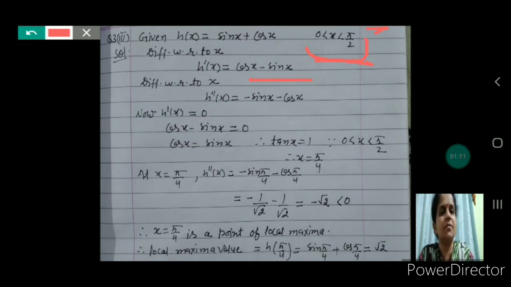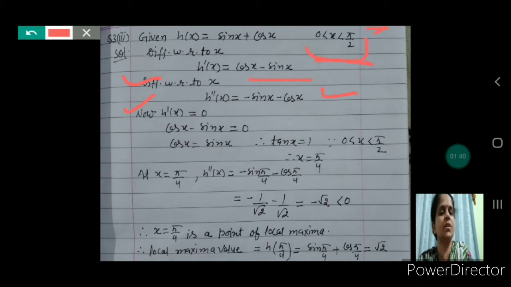Okay, and again find the derivative. It is h double dash x. It is minus sin x, and the derivative of sin x is cos x, so you will get minus sin x minus cos x. And now we have to find the values of x, so h dash x is equal to 0. It is the procedure: first find the first derivative, then the second derivative, and then set h dash x equal to 0.